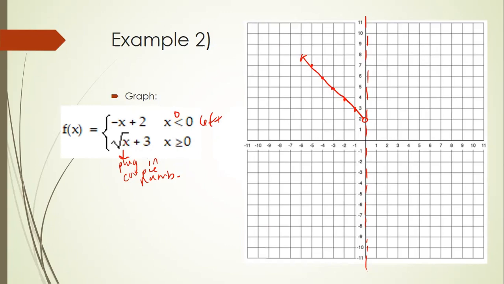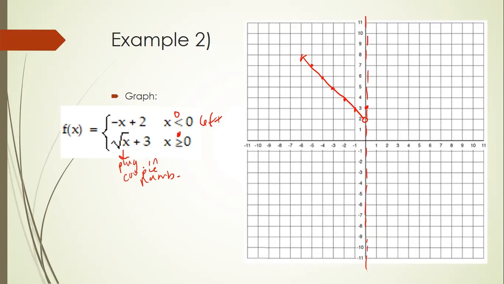So when I plug 0 in, 0 squared, the square root of 0 is 0. 0 plus 3 is 3. So my output is 3, and it's going to be a closed circle. So I go to 3, I'm going to close the circle.